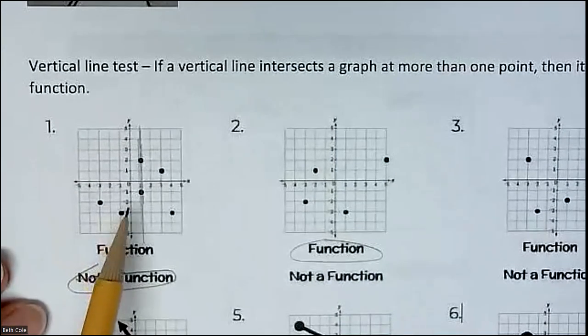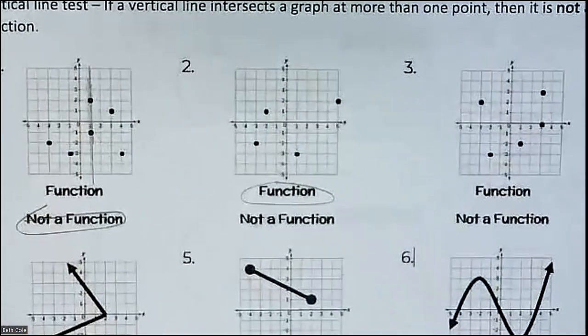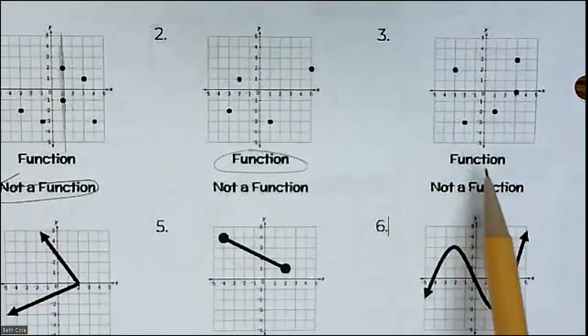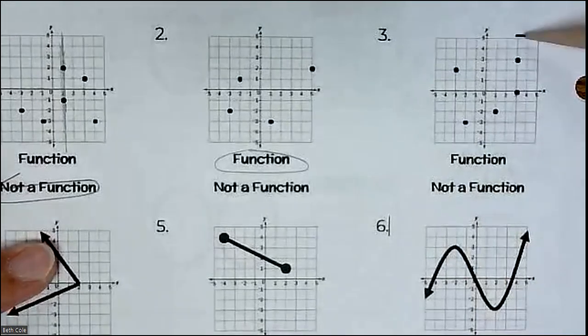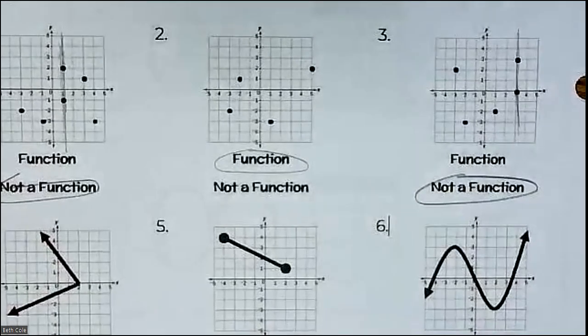Well, look at what I drew here on number one. Do you see how where I draw a vertical line right there, it's hitting two of the points? Oh, you're talking about something different. Okay. So what do you guys think about number three? Yes or no? No. If you draw a vertical line right here, it hits the graph twice. So that is not a function.